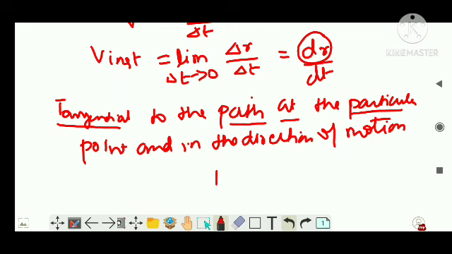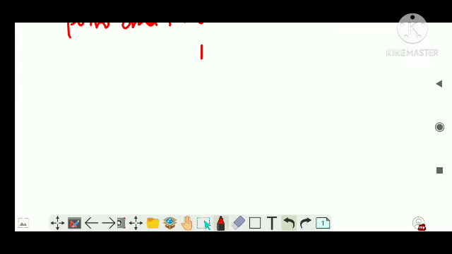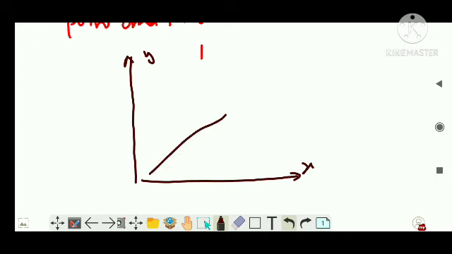I'll just give you an example. Let me take another graph. This is our y-axis, this is our x-axis. Suppose he is moving like this, and I'm going to take this as position P. So at this position, you are asked the instantaneous velocity, that is, what will be the instantaneous velocity when a car is at the position P. So how would you draw? You have to draw a tangent to the path. This is the path, guys. And you have to draw a tangent to the path, and that tangent should be in the direction of motion.